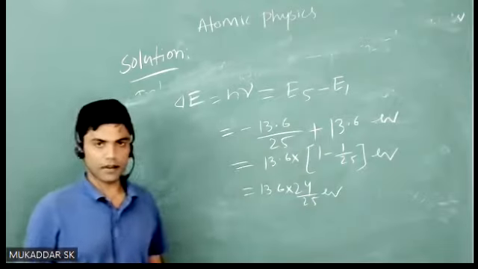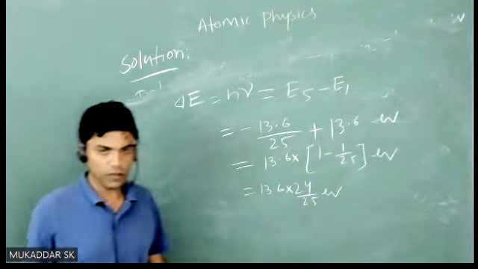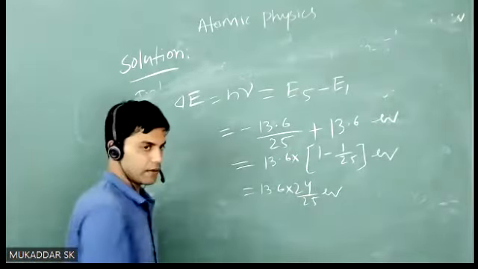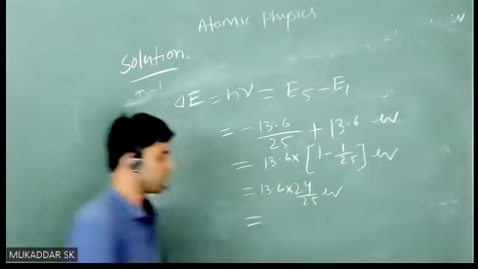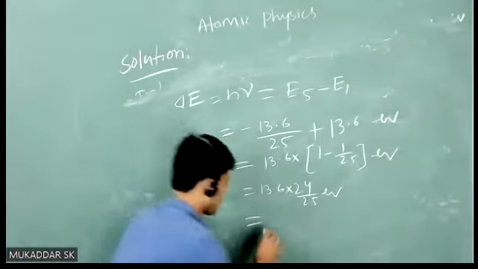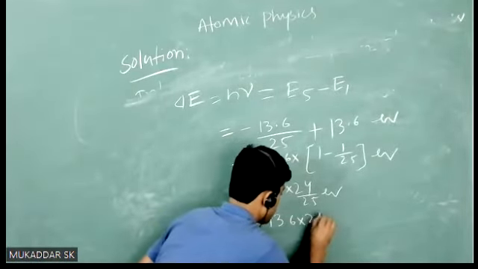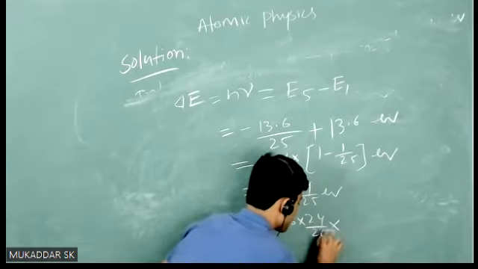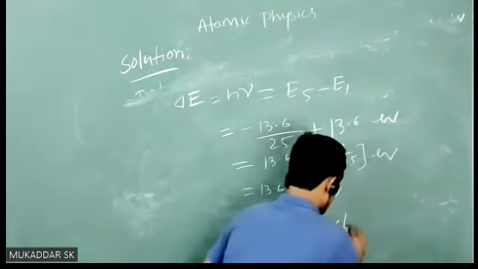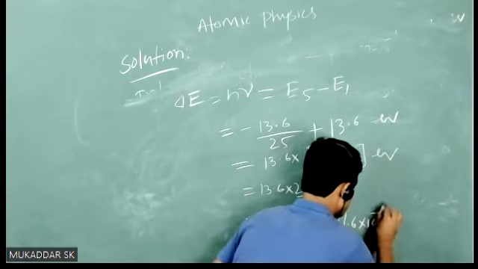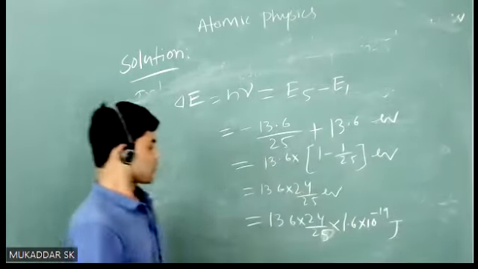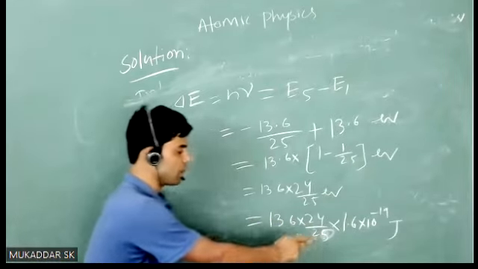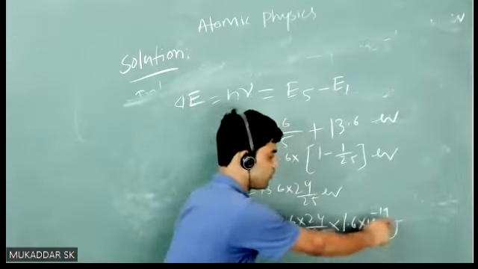Now how will you proceed for the SI calculation, in joule? How will you convert it into joule? This is the energy of the emitted photon, and it is actually in electron volt. To convert it into joule, what do you have to do? You have to multiply 13.6 into 24 divided by 25 by 1.6 into 10 to the power minus 19. Now it will be in joule. So that energy is 13.6 into 24 by 25 into 1.6 into 10 to the power minus 19 joule.